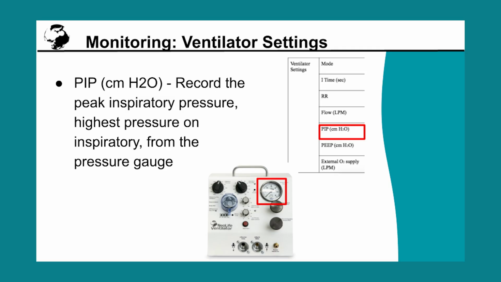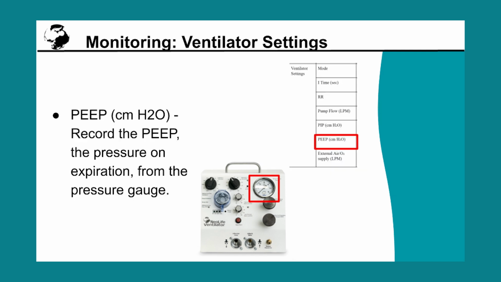The caregiver may then record peak inspiratory pressure. This can be done by looking at the pressure gauge on the ventilator and noting the highest point of pressure when the baby inhales. This is recorded in centimeters of water pressure. The PEEP can be documented by looking at the pressure on exhalation. This is also recorded in centimeters of water pressure.